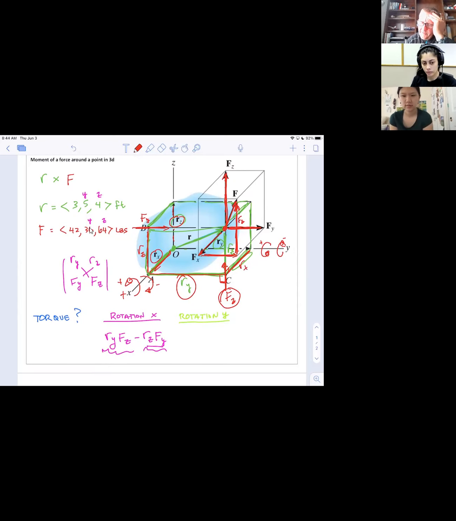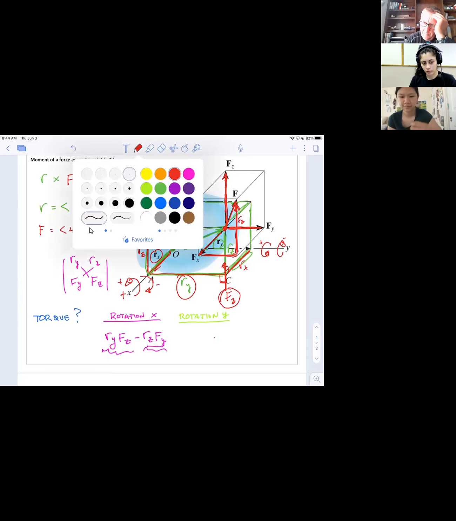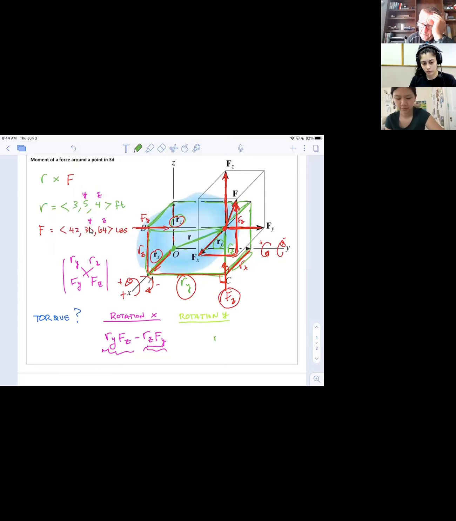And which one is that? Is that positive or negative rotation? That's going to be negative rotation. So you have R of X, we'll take the color up to a little darker green, R of X times F of Z. And that's the negative one.